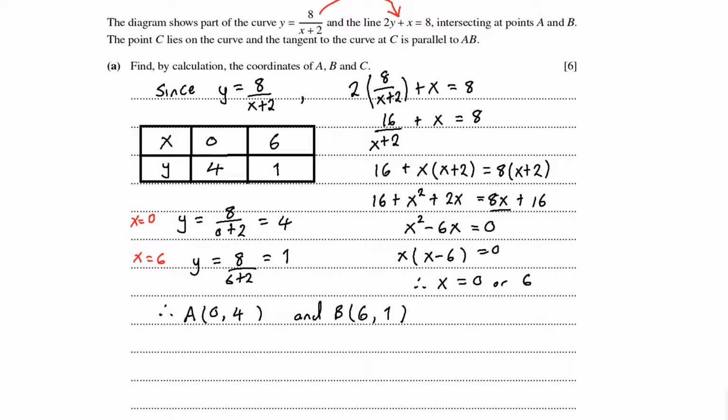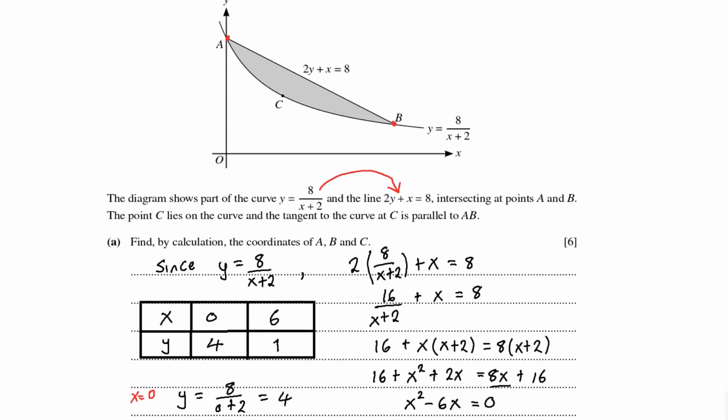Now, let us see how we can find the coordinates of the point C. Now, the point C is on the curve y is equal to 8 over x plus 2. And from the information given in the question, the point C lies on the curve and the tangent to the curve at C is parallel to AB. So there's a tangent at C, a line that touches C once, and this is the line here. And we're hearing that it is parallel to the line AB.